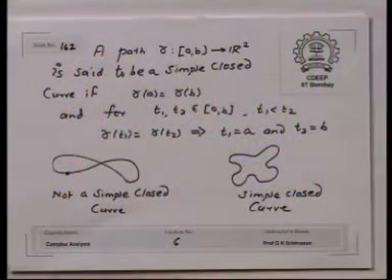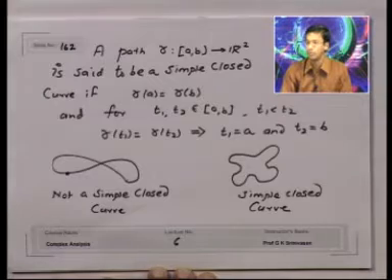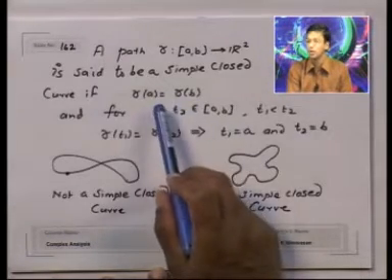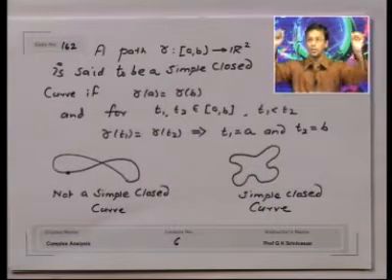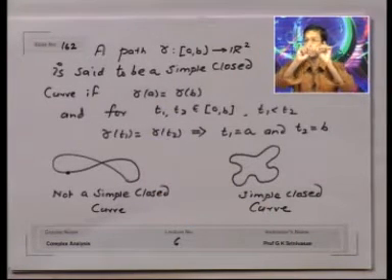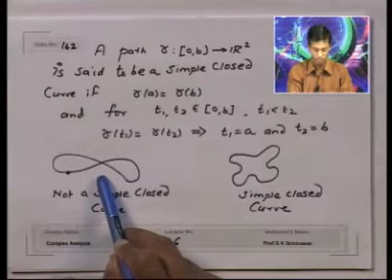Now, what is a path said to be a simple closed curve? First of all, it should be a closed curve, so gamma of A must be equal to gamma of B. And the second condition, it should not close up before; it should only close up at A and B, only the ends should join together, correct. Something like this should not happen.